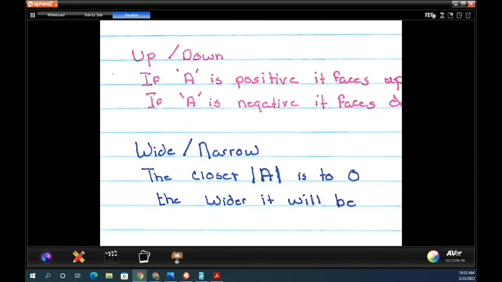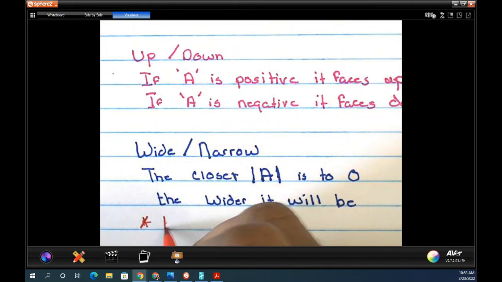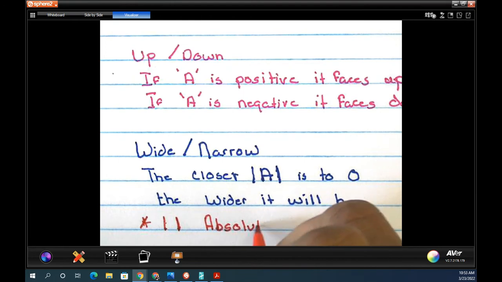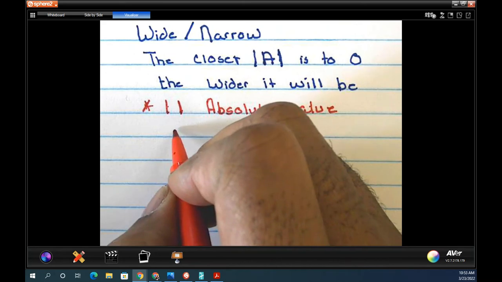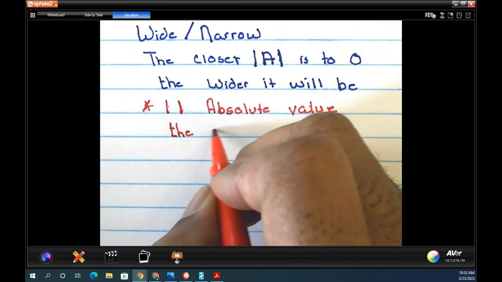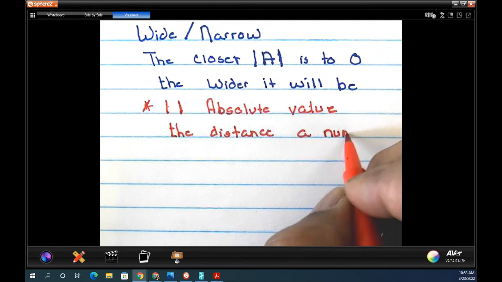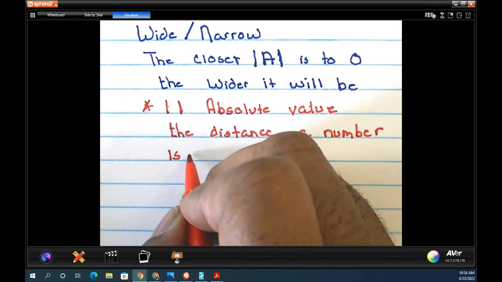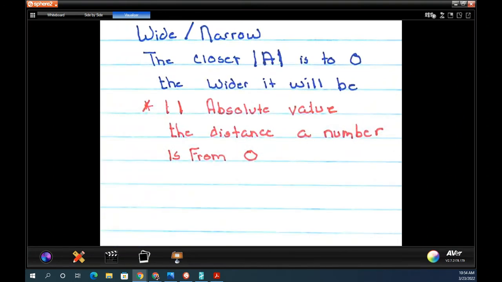Now, sidebar. Those bars, absolute value. Absolute value means this: the distance a number is from 0.